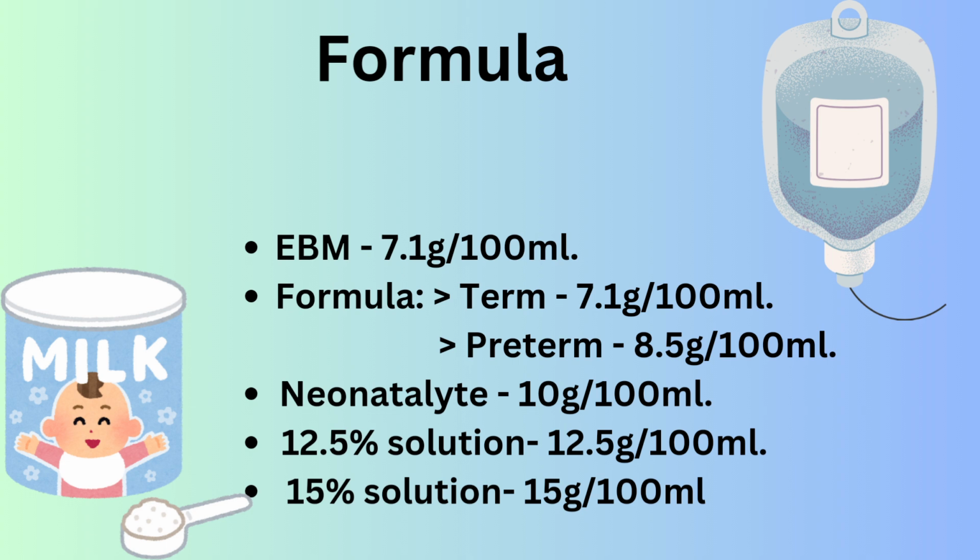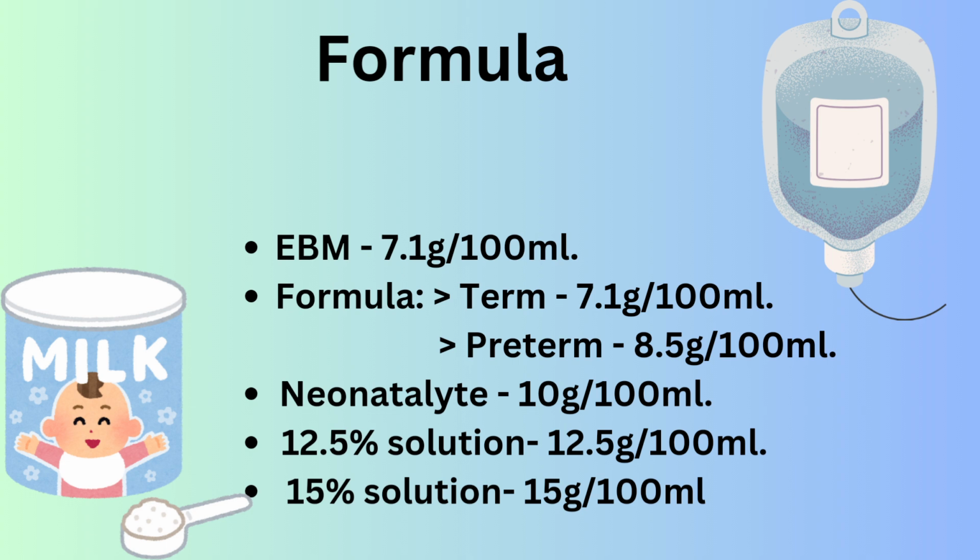The first question to ask yourself when you're going to calculate a glucose delivery for a neonate is how much glucose is in whatever I am maintaining my neonate with. This is the formula to use. If your neonate is on expressed breast milk, there is 7.1 grams in 100 ml of that breast milk. If your neonate is on a normal formula for a term baby, there is still 7.1 grams per 100 ml of that formula.